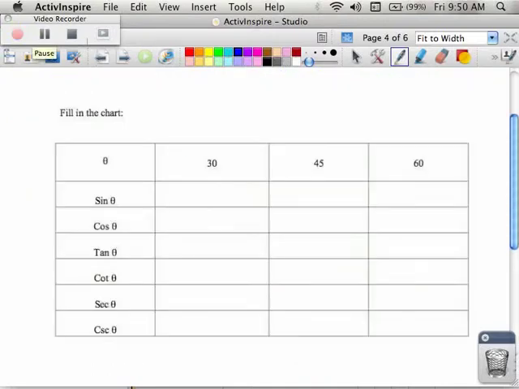Okay, looking at your unit circle. 30 degrees is the same as pi over 6. You guys see that on your unit circle? Right? Yeah. All right.